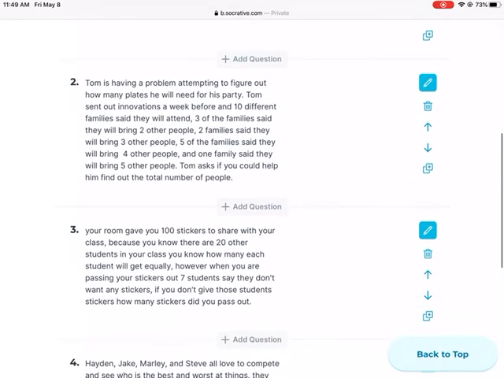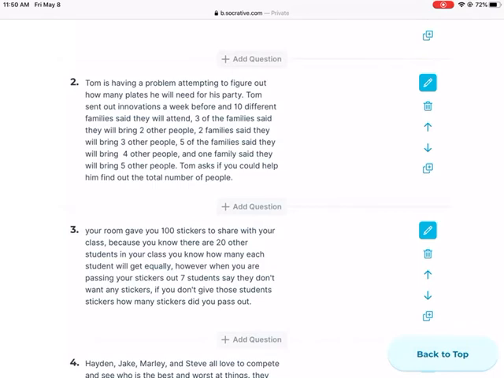So on the second one, I'll read, Tom is having a problem attempting to figure out how many plates he will need for his party. Tom sent out invitations a week before, and 10 different families said they will attend. 3 of the families said they will bring 2 other people. 2 families said they will bring 3 other people. 5 of the families said they will bring 4 other people. And 1 family said they will bring 5 other people.